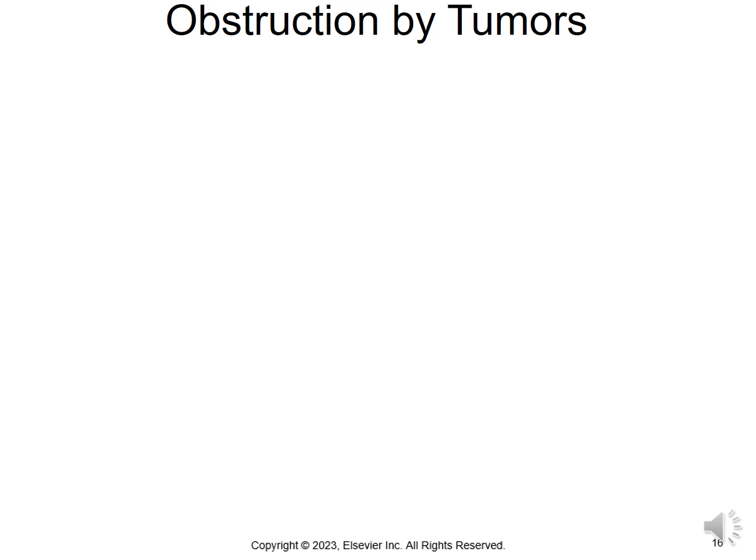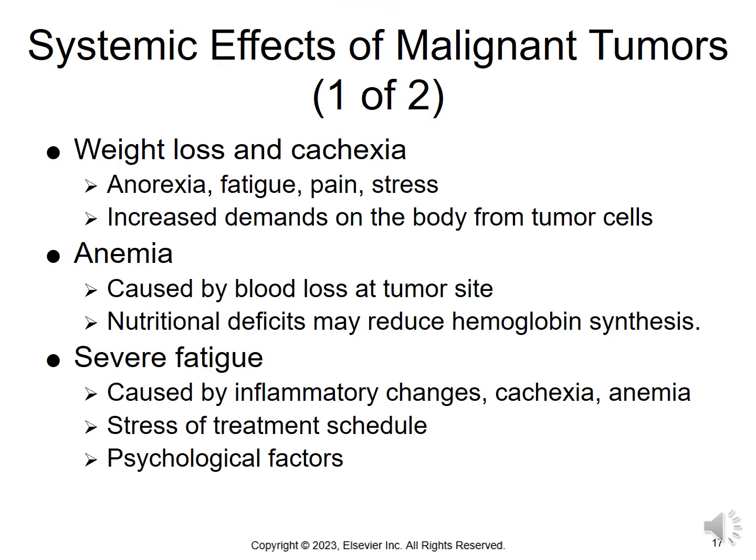So this is just showing you different types of obstruction. We can have obstruction from the mass itself, obstructing the colon. In the lungs, the tumor can block the airflow into the bronchus. So the pain and stuff, that was some of the local effects, obstruction.